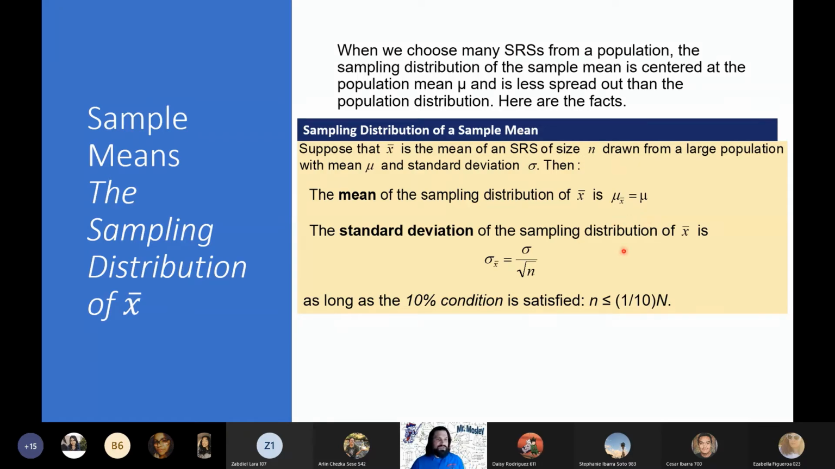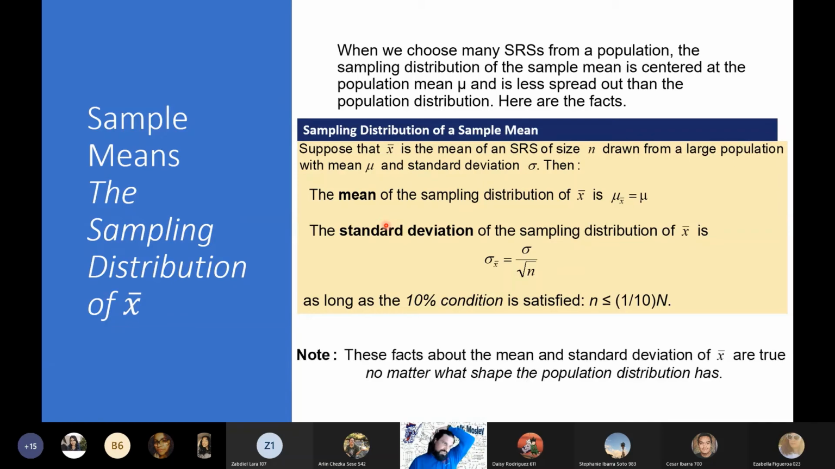The standard deviation of the sampling distribution of X bar is sigma, the standard deviation of the population, divided by the square root of the sample size, n. And once again, this holds as long as the 10% condition is satisfied. The standard deviation is connected to the 10% condition for both sample mean and sample proportion. You have to check that 10% condition to ensure that you can actually calculate the standard deviation. You could get a result for standard deviation no matter what, but if the 10% condition is not satisfied, you found a number that you can't use.